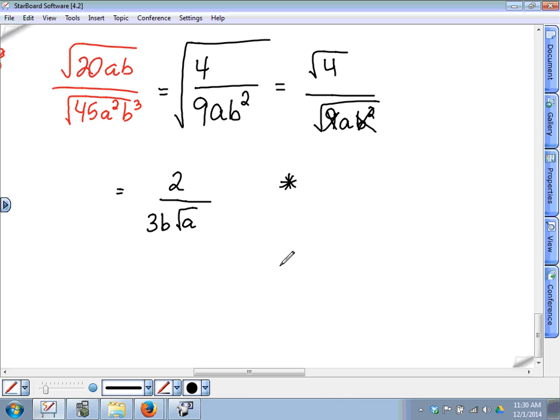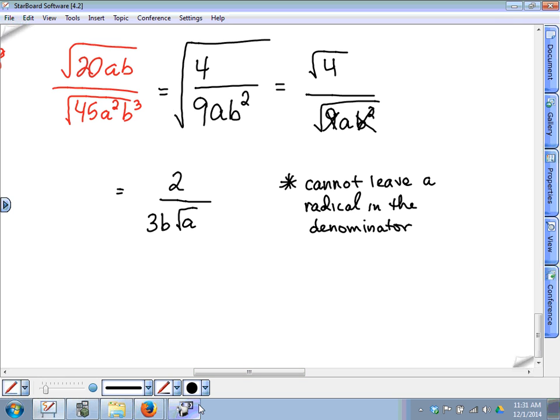This is something that, and it's not your guys' fault, this is new Common Core crap, but this should have been taught back in elementary school. No, junior high school is when they should have been taught. You cannot leave a radical in the denominator.